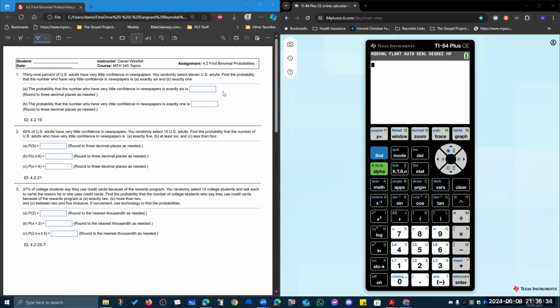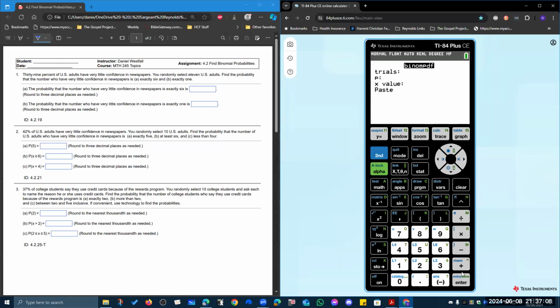So for instance, this probability here, P is 39% of adults have very little confidence in newspapers. You randomly select 11 US adults, find the probability that the number who have very little confidence in newspapers is exactly 6 and then exactly 1. So this is a binomial PDF situation because it's exactly equal to, so second distribution. I'm going to come down to binomial PDF right here.